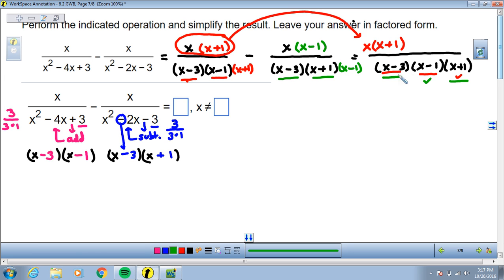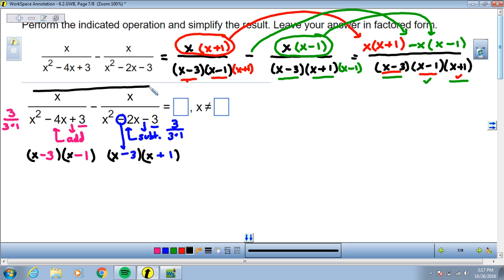And since the denominator is already the same as my LCD, I'm just going to bring this numerator over to my new fraction, keeping in mind that there's a minus in the middle. Okay? Minus x times x minus 1. Now, what are we supposed to do next? Distributive property. Right. So the next thing would be distribute that parenthesis on the numerator.